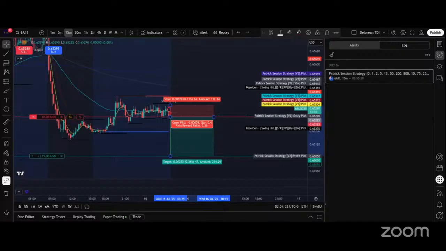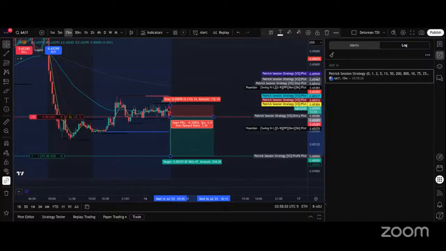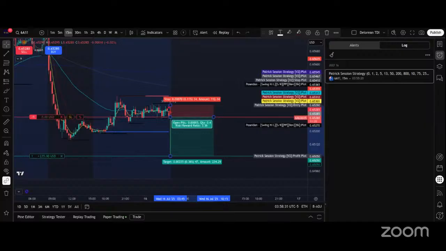Here we go. All right. And here's your call. 681, 15-minute confirmation. Market execution sell. Entry price is 0.65285. Stop loss is 0.65355 for 14 pips. Take profit is 0.65050 for 47 pips. Risk reward ratio of 3.36.